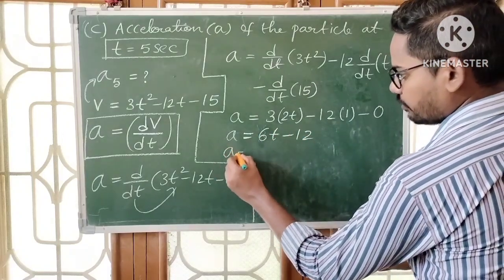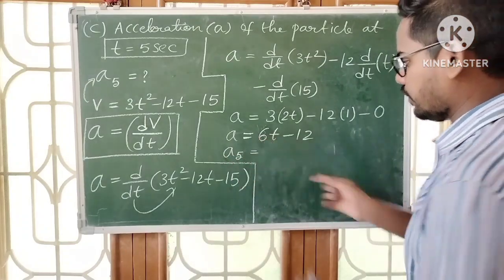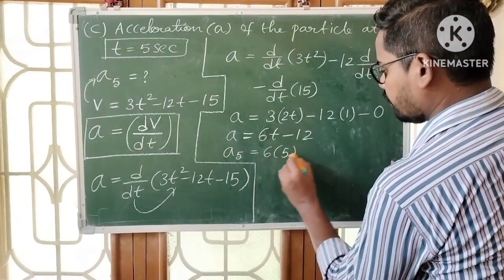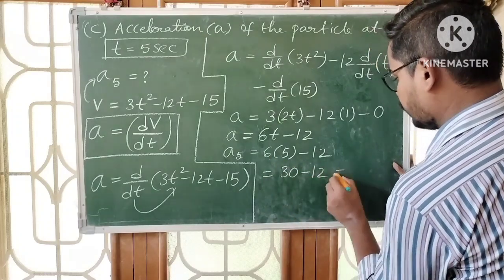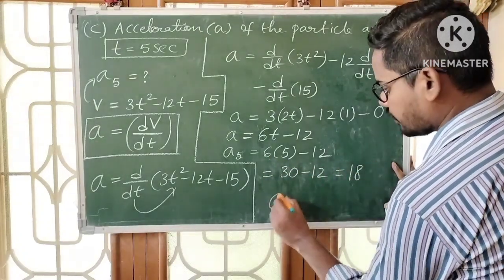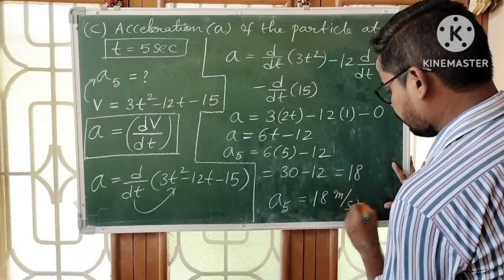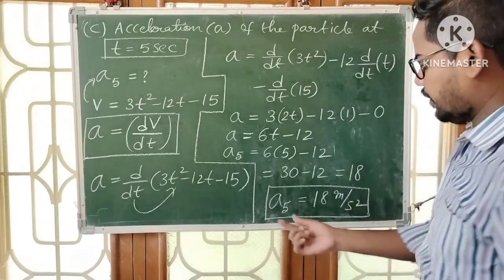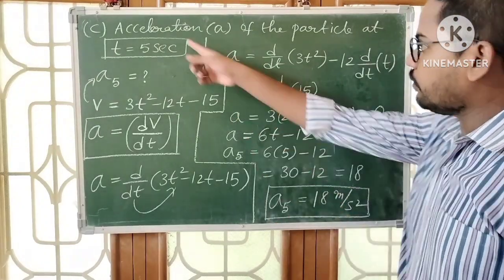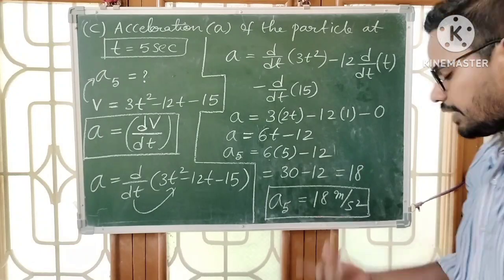We need A5, so we need acceleration at t is equal to 5 seconds. Put t is equal to 5. 6 into 5 minus 12. 6 5s are 30. 30 minus 12, how much? 18. Therefore, acceleration A5 is equal to 18 meters per second squared. So this is the final answer: acceleration of the particle at t is equal to 5 seconds is 18 meters per second squared.